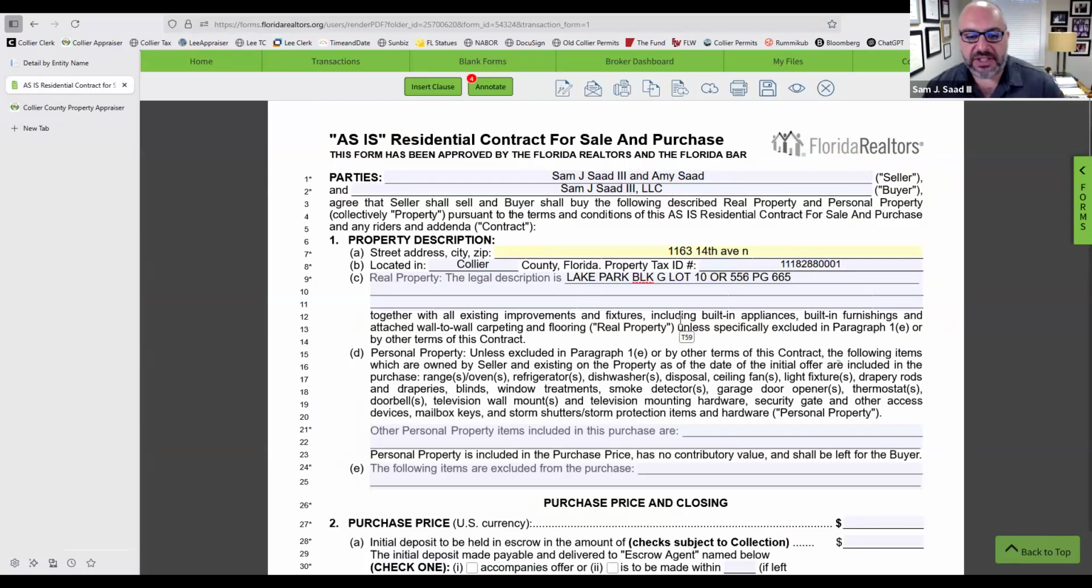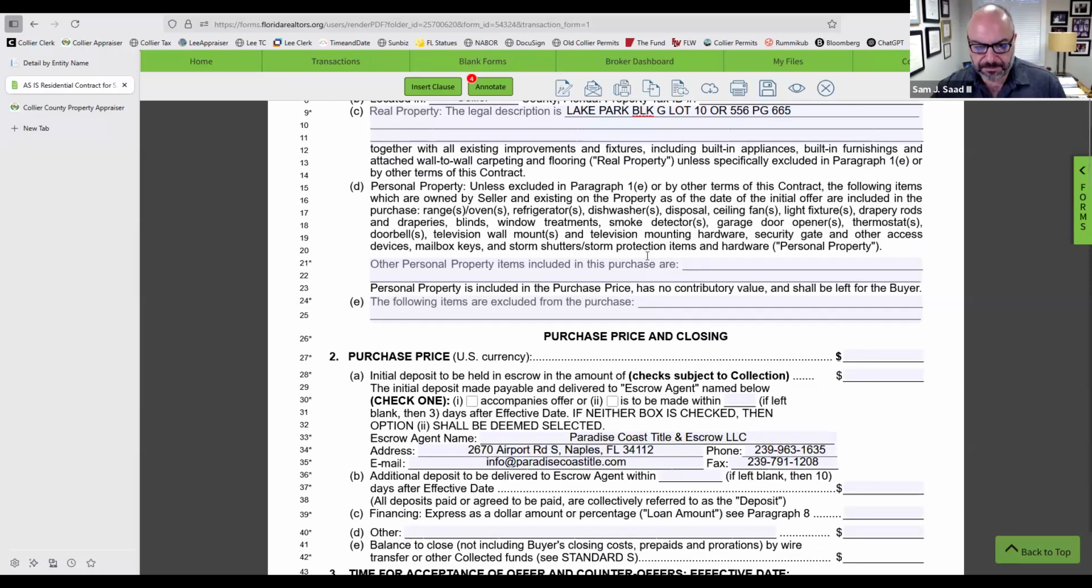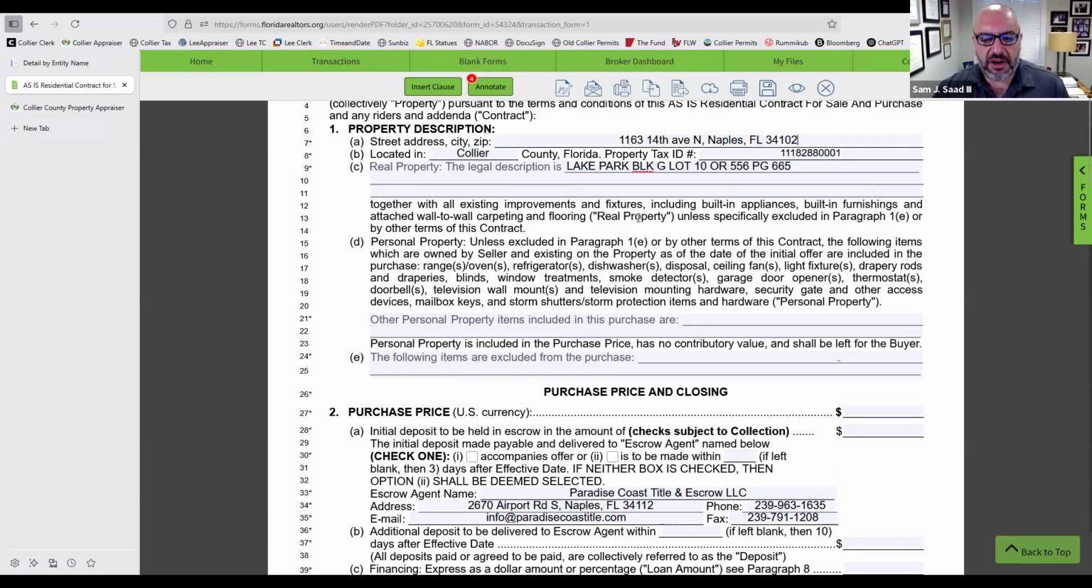So now we know what we're selling. This is very important because we want to know what we're selling. We're selling 1163 14th Avenue North, Naples, Florida, 34102 in Collier County with our property ID and our legal description. Up next, the FRBAR contract talks about the personal property in very general terms, unless excluded under paragraph 1E or other terms of this contract, the following things convey, and it lists them and calls them personal property.